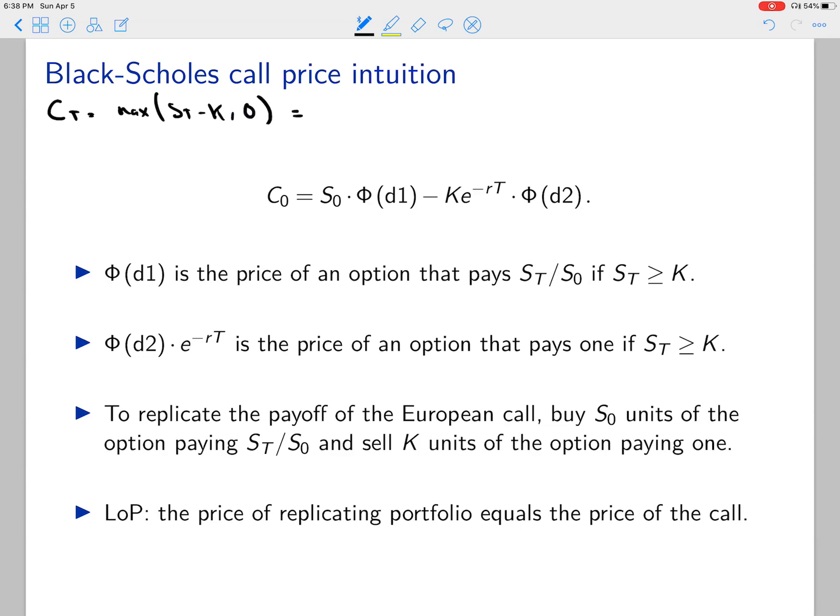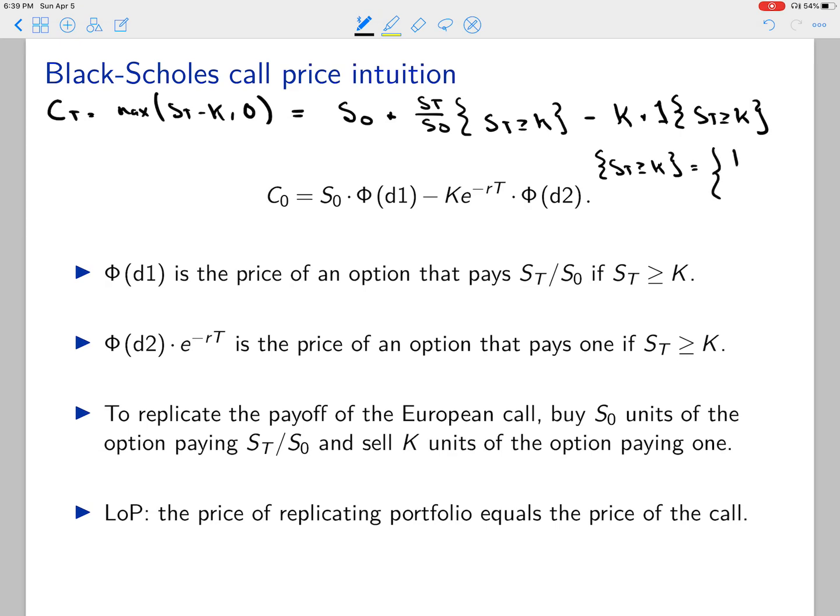Notice that you can rewrite this using two terms. The first is you take S0 and you multiply it by something called ST over S0, bracket ST greater than or equal to K. And then you subtract something called K, times the bracket 1, ST greater than or equal to K, where this bracket term, ST greater than or equal to K, is equal to 1 if ST is greater than or equal to K, and 0 otherwise.